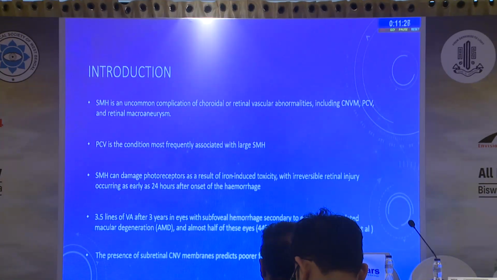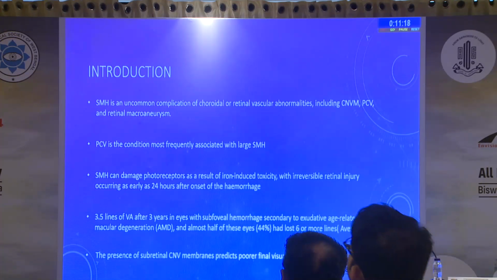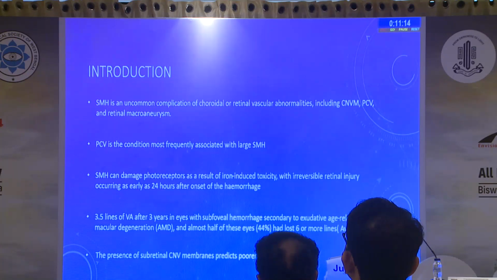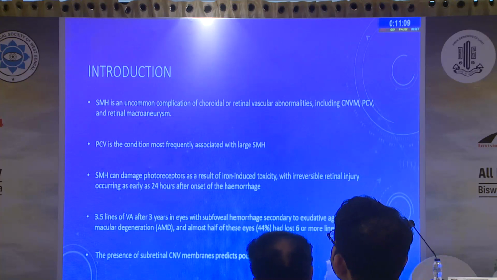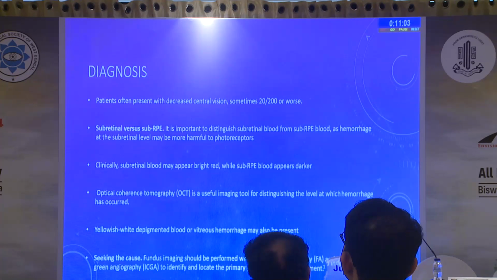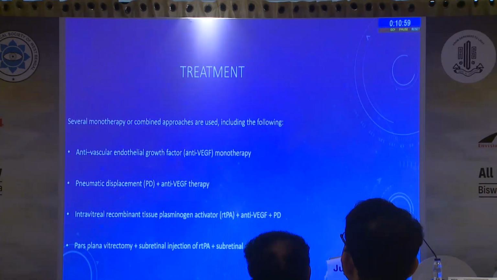And why is it so important to treat so early? Because it causes an irreversible retinal injury as early as 24 hours. The more rapidly it is diagnosed and early intervention is done, the better the results, because there is a gross deterioration of vision if it is left untreated. And definitely we need to treat the underlying cause as well. We are not going to discuss the diagnosis. Treatment options for submacular hemorrhage are many.